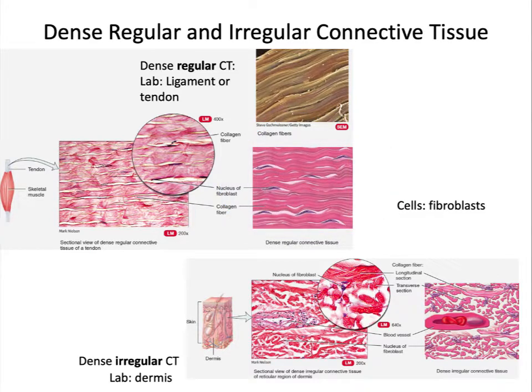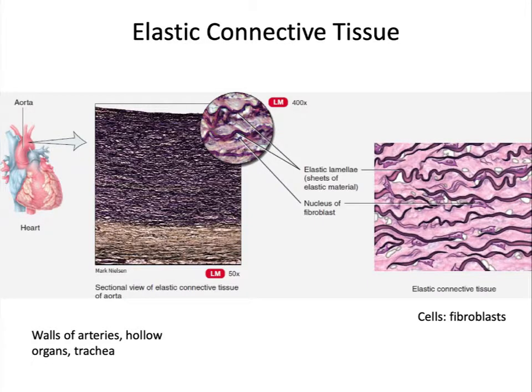to a bone. Dense irregular connective tissue also has a lot of collagen fibers. However, they all run in different directions. This allows this type of connective tissue to have strength in multiple directions, and you would find it in the dermis. Elastic connective tissue is made up of primarily elastic fibers.